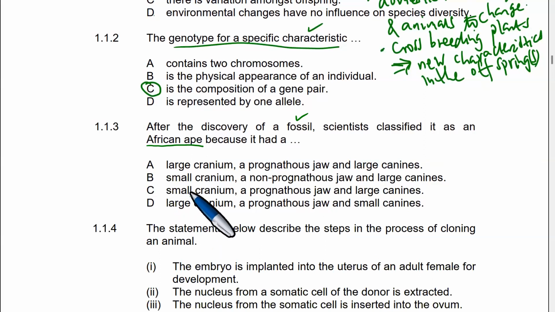Okay, so obviously we're looking at 1.1.3 now, and the correct option is, I'm not going to waste a lot of your time. The reason was that it had a small cranium, a prognathous jaw and large canines. So that is the correct option there. That is why it was called the African ape. I'm mentioning this because you are writing in a few minutes.